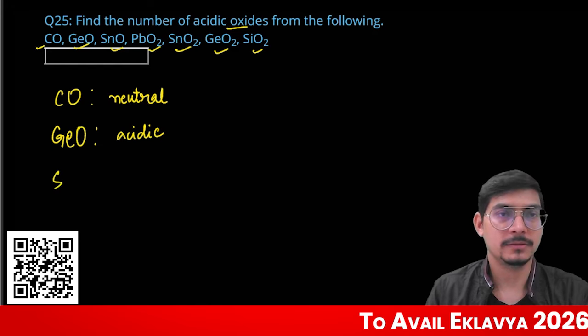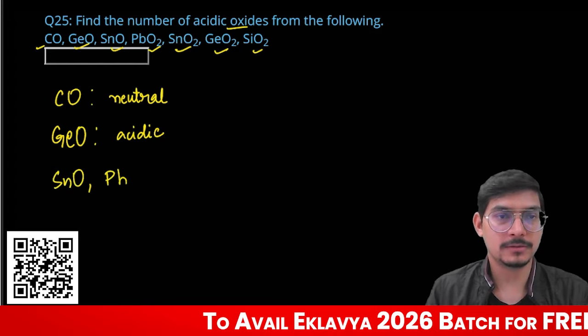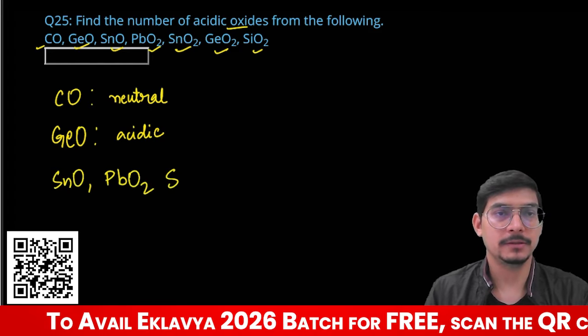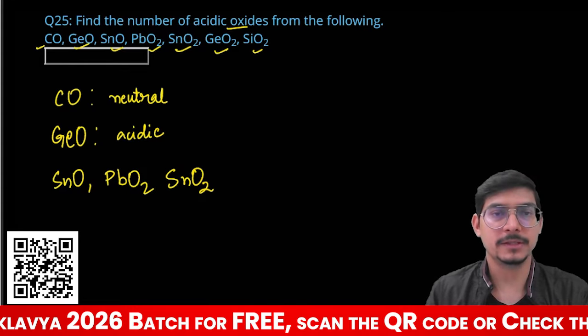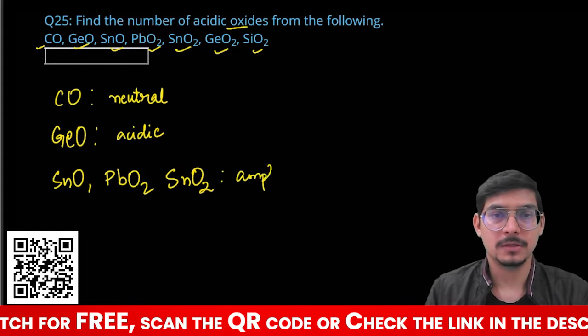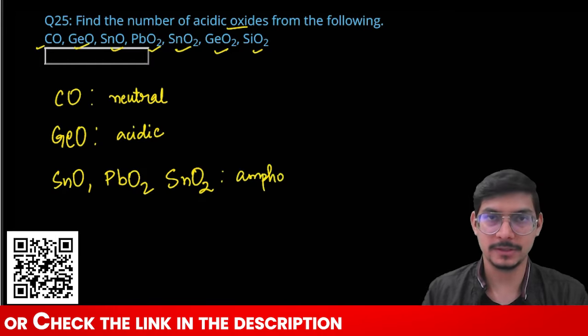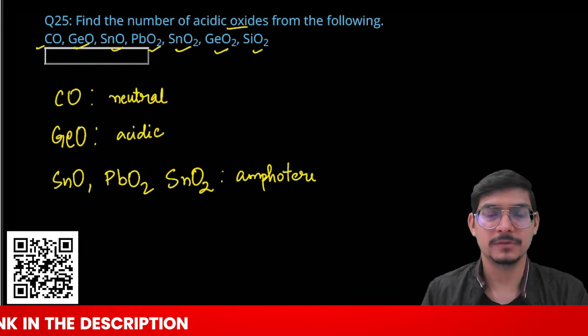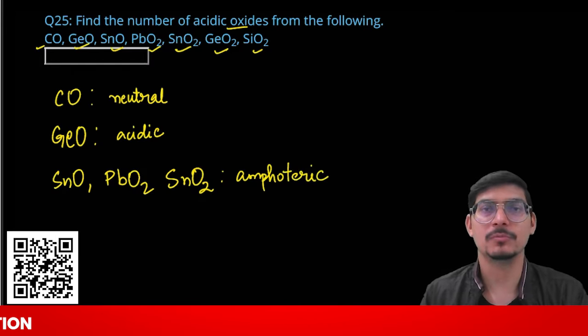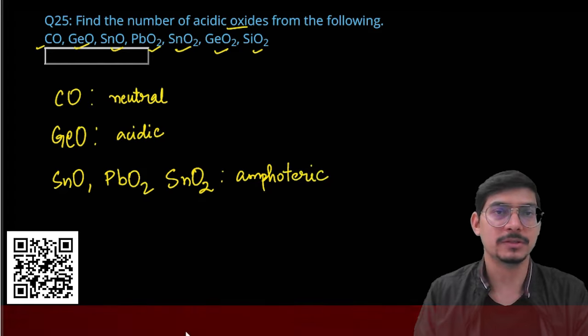Tin oxide, lead dioxide, and tin dioxide, these are amphoteric. So please remember, both the monoxides as well as the dioxides of both the metals tin and lead are amphoteric in nature, which is SnO, SnO2, PbO and PbO2. All these four oxides are amphoteric in nature.